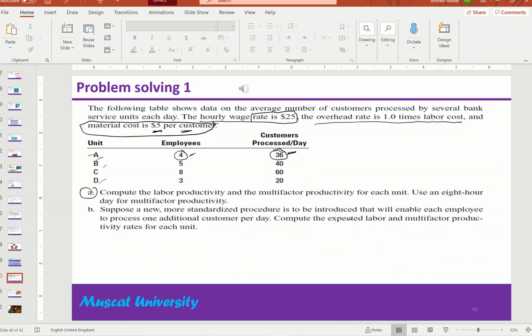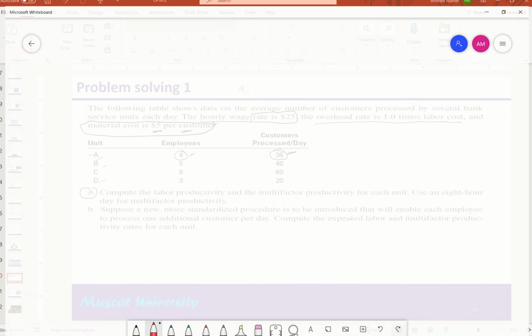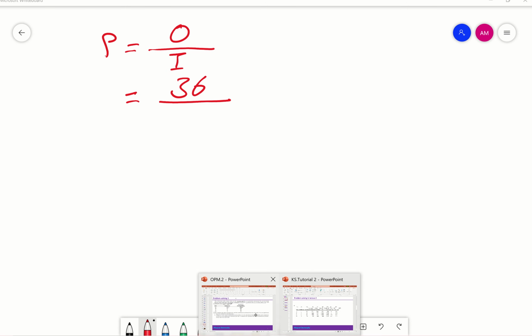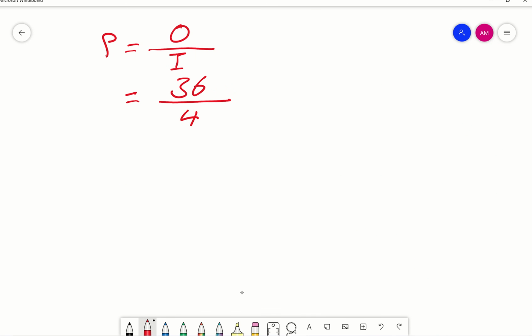A. Compute labor productivity. Productivity equals output over input. What is our output here? We serve 36 customers. What is the input? We used how many employees? I think 4. Yes, we have 4 employees. So this is our labor productivity.